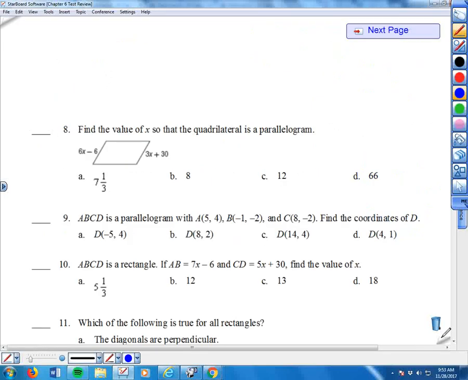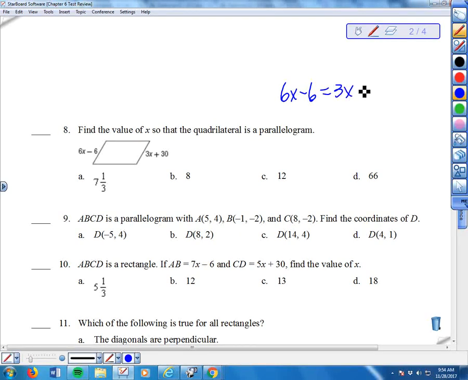Okay, find the value of x so that the quadrilateral is a parallelogram. Well, what do we know about opposite sides? They're equal. Three x equals 36, so x is 12.